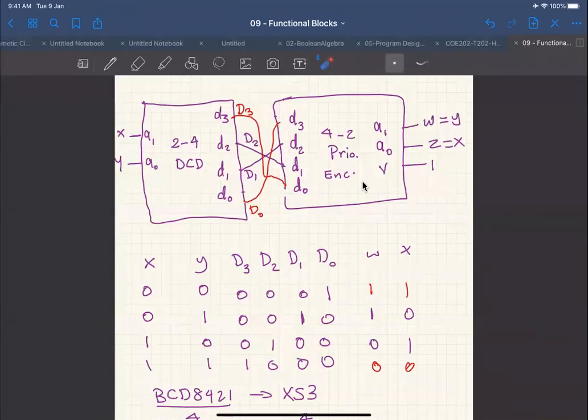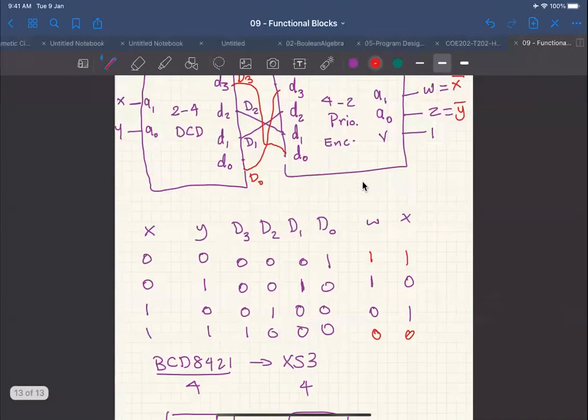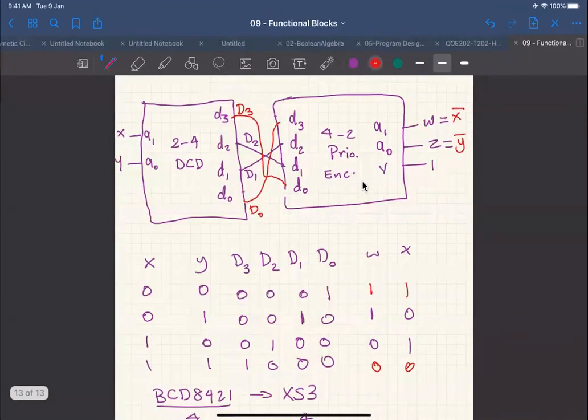In this case, your W and X are going to be what? For A1, W is going to be X complement, and Z is going to be Y complement. Yes. Excellent. Actually, let's see. Yes, it is Y complement and X complement. All right, excellent. Any other question? Okay, let me stop recording.